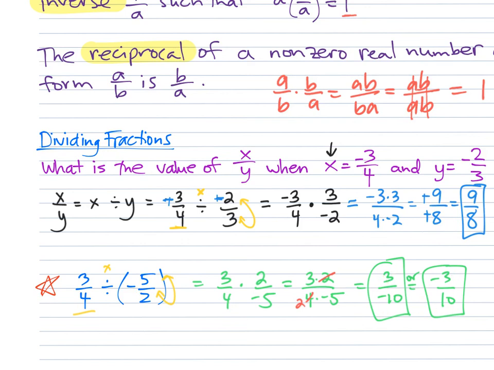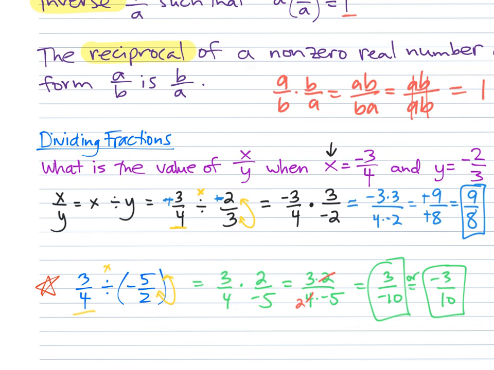Or 3 over negative 10, either one is fine. Remember, it doesn't matter if it's on the top or the bottom. And you can see here we have a positive number divided by a negative number, so our answer is going to be negative. That makes sense. We're going to keep the first fraction. We're going to change the divide to a multiply, and then we're going to change the other fraction by flipping it. I made this a negative 5, so then I moved that negative 5 to the bottom.